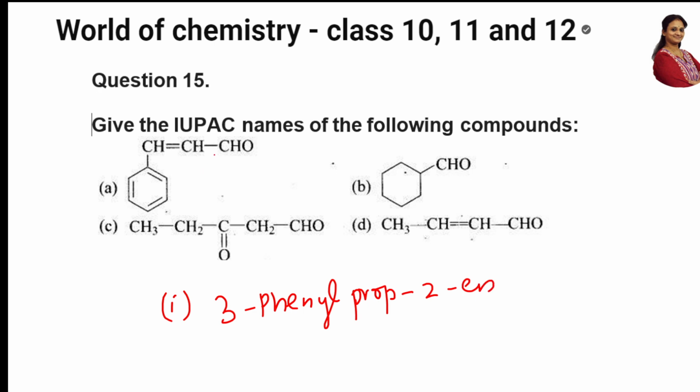2-ene. Correct? Now this is 1, this is 2, 2-ene. After that, this is the first carbon, second carbon, third carbon. So 2-ene, 1-al. 1-al. That's all. First one done. Second one, students.